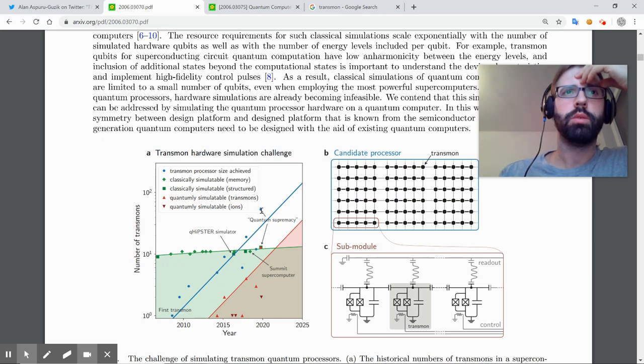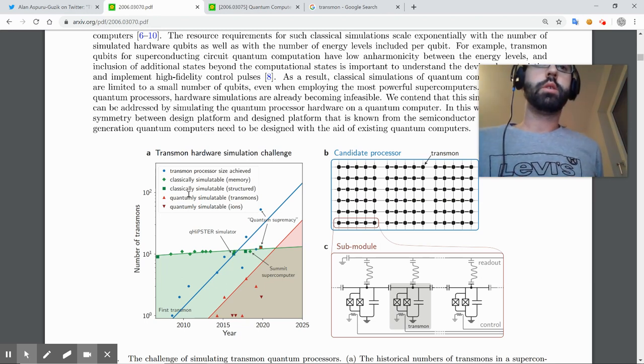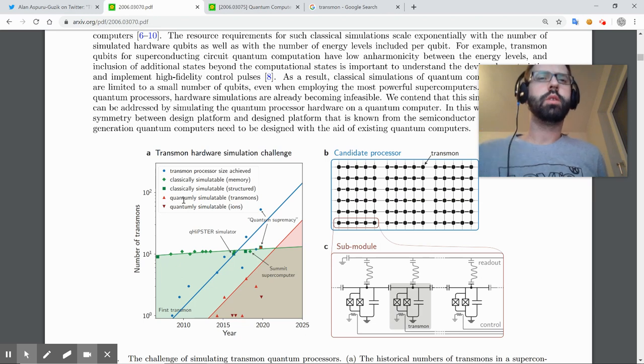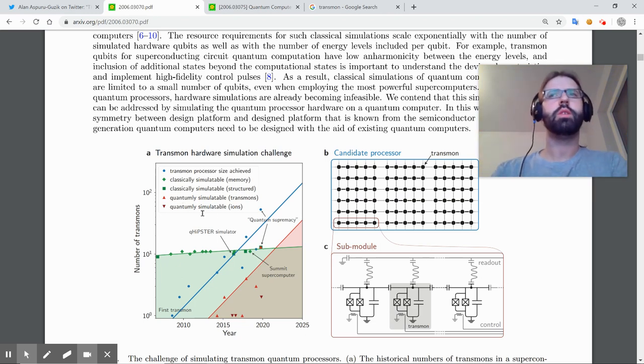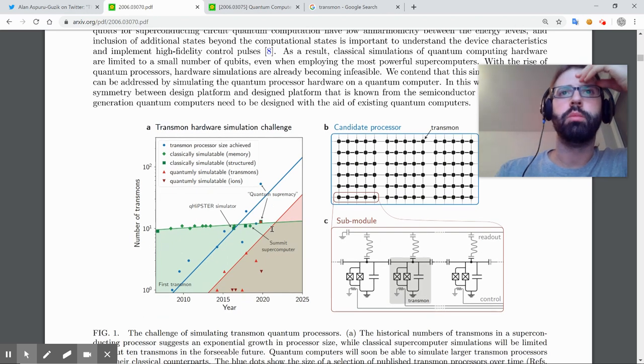Okay, quantum supremacy. Classically simulatable memory. Classically simulatable structured. Quantum simulatable transmons. Quantumly simulatable ions. I have no idea what this then means.